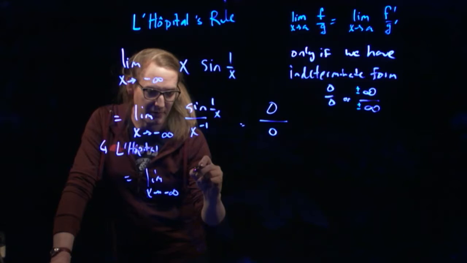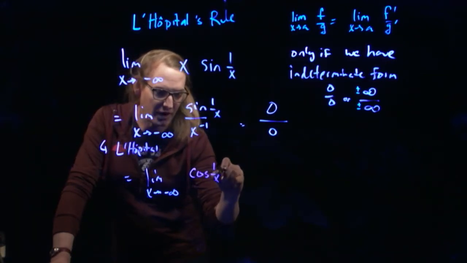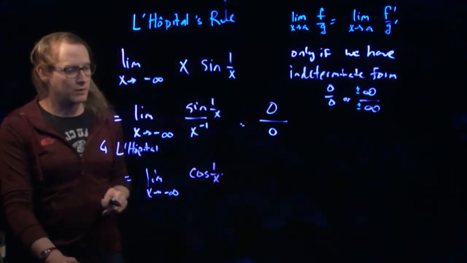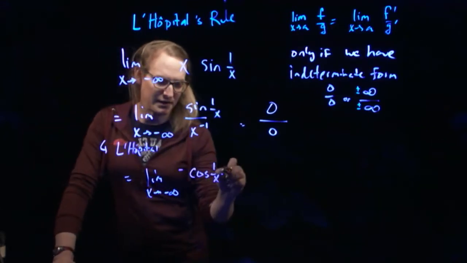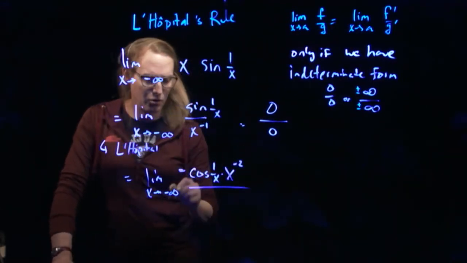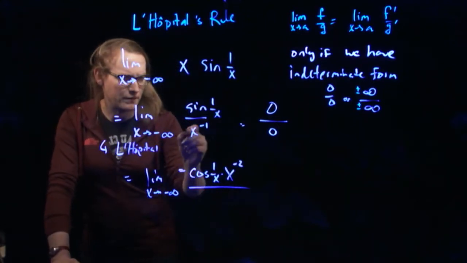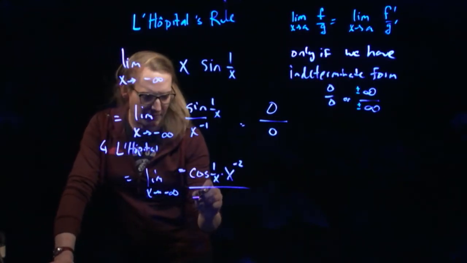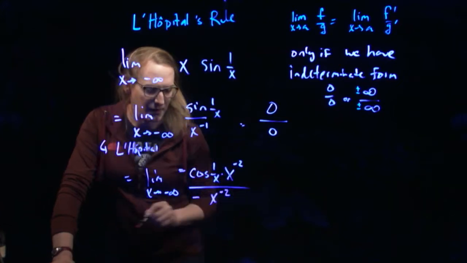So in the top, I'm going to have cosine of 1 over x times, now the derivative of 1 over x is minus x to the minus 2, over, take the derivative of x to the minus 1, and I'm going to have minus x to the minus 2.